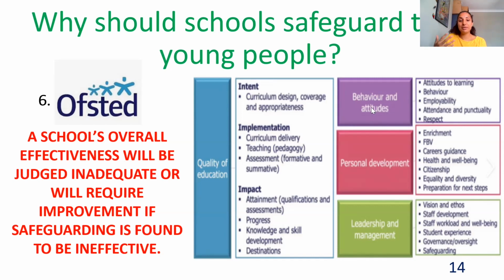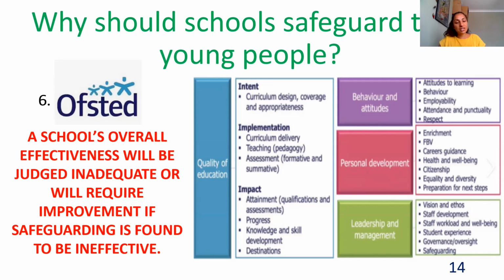Ensuring that there is positive behaviour in the classroom and around the school means that young people are in a safer environment to disclose if they need to, etc. So there's a big focus on safety of young people. What is very important to note is that a school's overall effectiveness will be judged inadequate or will require improvement if safeguarding is found to be ineffective.